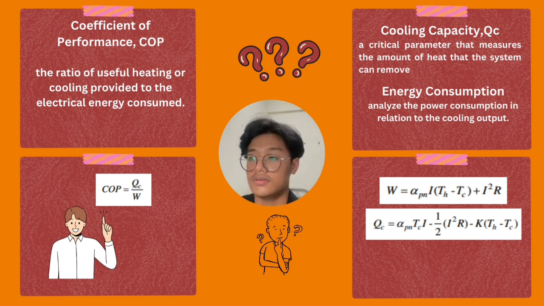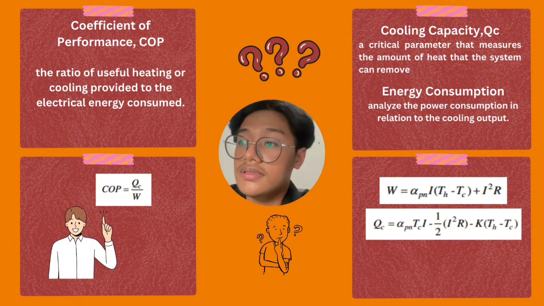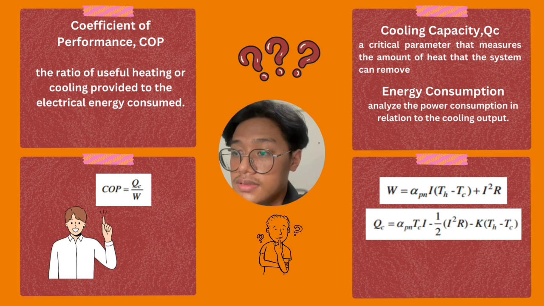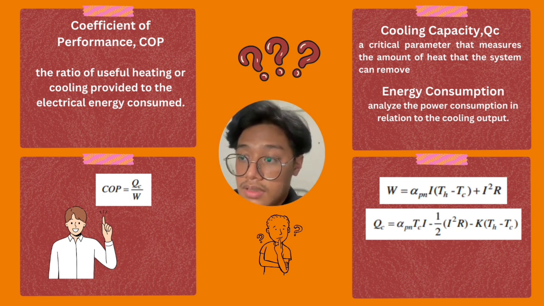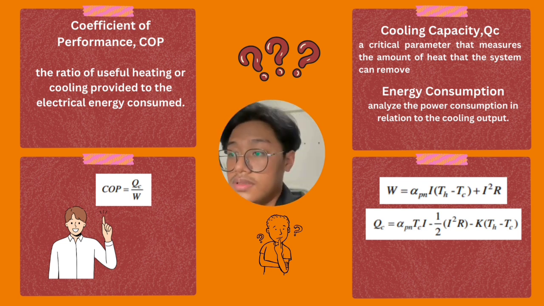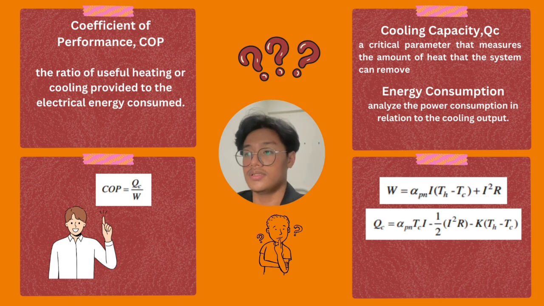So let's talk about the cooling capacity, QC. What is cooling capacity? Cooling capacity is the critical parameter that measures the amount of heat that the system can remove. And next, we talk about energy consumption. Energy consumption is to analyze the power consumption in relation to the cooling output.